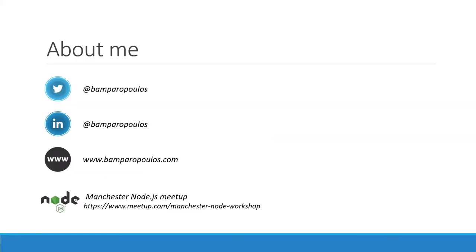A few things about me at first. My surname is quite long, it's Bamparopoulos. I'm based in exotic Manchester. I work as a senior software engineer at Bet365, and I'm working mainly with TypeScript and JavaScript on the front end and .NET on the backend side. You can find me on the social media links here.